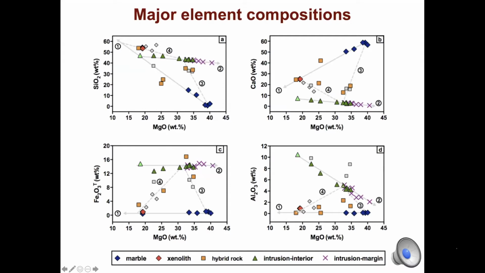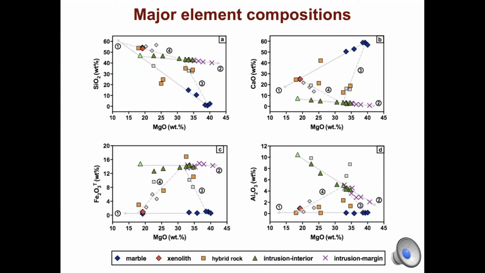We analyzed the major element compositions. The plotted data are recalculated on a 100% volatile-free basis. The composition of parental magma is also plotted. The compositions of xenoliths and hybrid rocks from Harman 2007 are also plotted.